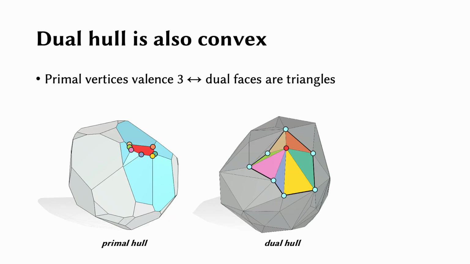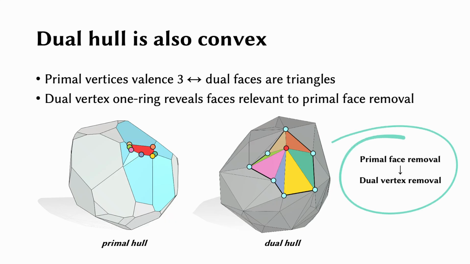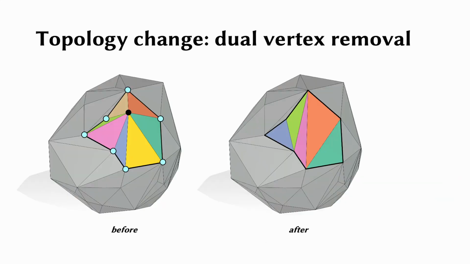We can just represent everything with a triangle mesh. So removing primal faces in the primal hull corresponds to removing a vertex in the dual hull. And that's something that we're ready to do with our data structures. Great. So there are two aspects to removing a dual vertex: a topology change and a geometry change. I'll first talk about the topology change.